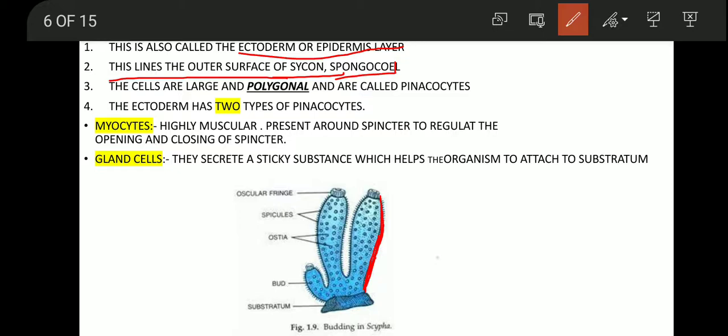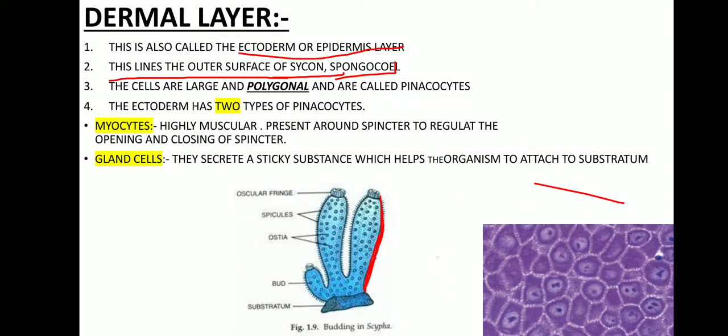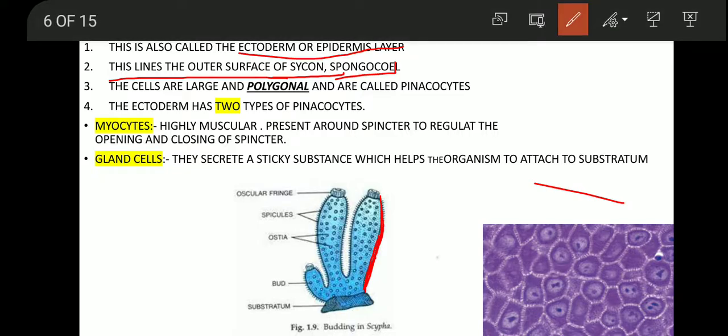The cells are large and polygonal and are called pinacocytes. The cells of this sponge are polygonal like this. This is the structure of the polygonal cell. So it is polygonal in shape, and the ectoderm has two types of pinacocytes, the myocyte and the glandular cell.